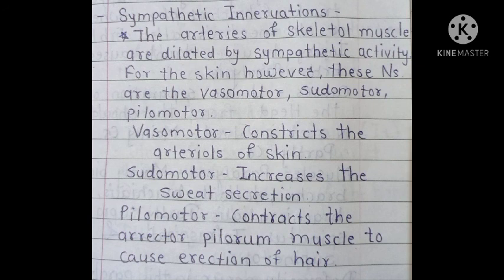Now what is the vasomotor, what is the pseudomotor, and what is the pilomotor? So, functions of these three: the vasomotor constricts the arterioles of the skin, pseudomotor increases the sweat secretion, and the pilomotor contracts the arrector pilorum muscle to cause the erection of the hairs, that is the goosebumps.